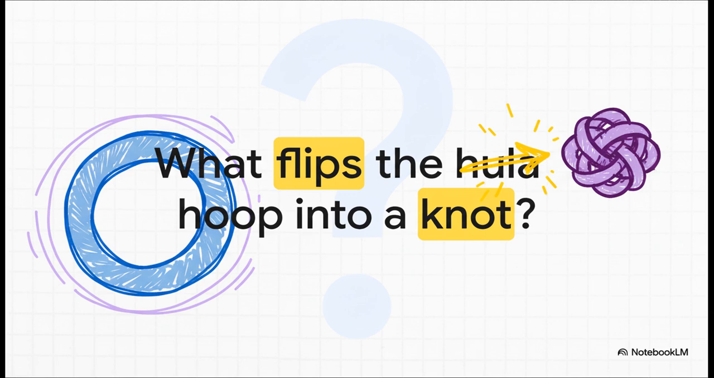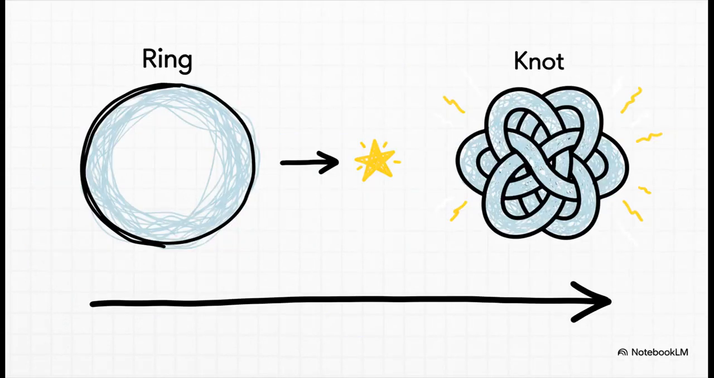It offers a very specific answer. The answer is an interaction. To be specific, an interaction with a single photon that is just the perfect, precise, resonant frequency. When a photon with exactly the right amount of energy smacks into that ring, it drives a transition, forcing the string to collapse from its spread-out, wave-like state into its compact, particle-like knot.